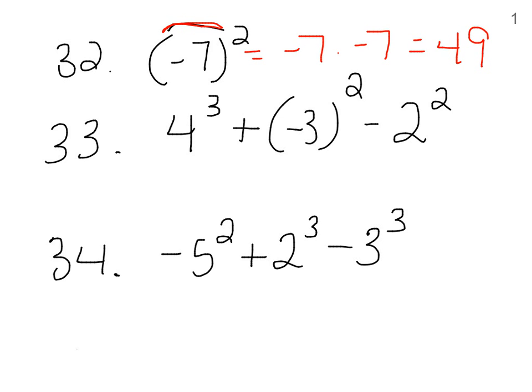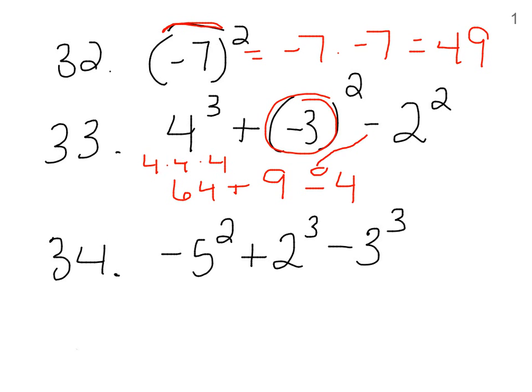Looking at the next one, 33, we're just going to be simplifying these, so we start with 4 to the third, and 4 times 4 times 4 is 64. Now we're squaring the negative 3, so that's negative 3 times negative 3, which is a positive 9. Here, this negative is not included in the squaring, so I'm just going to bring it down and say 2 squared is 4. So if I work across that, 64 plus 9 is 73, minus 4 is 69.